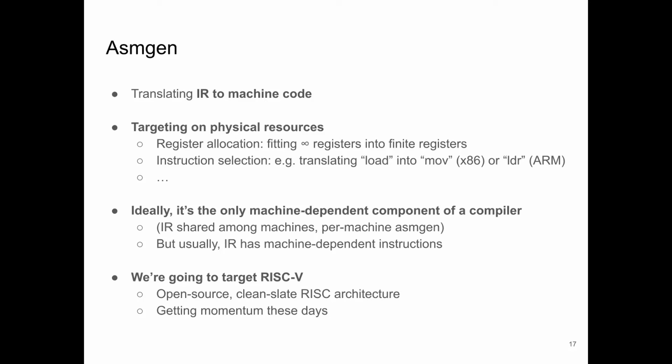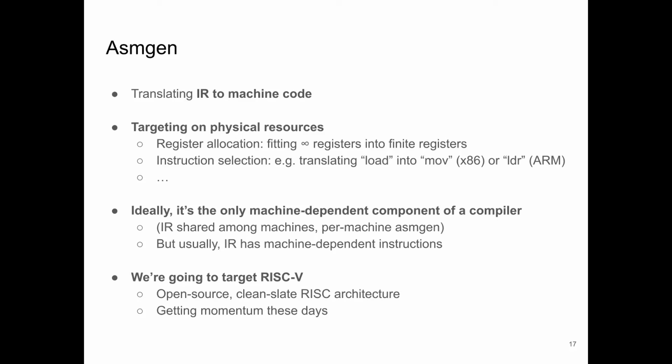For example, x86 provides many instructions that perform integer subtraction. So depending on the situation, you can wisely choose which instruction to use from the architecture in order to optimize your performance. Such a thing happens in this ASM-Gen pass, translating IR to machine code, recognizing the physical resources that are available to the machine.